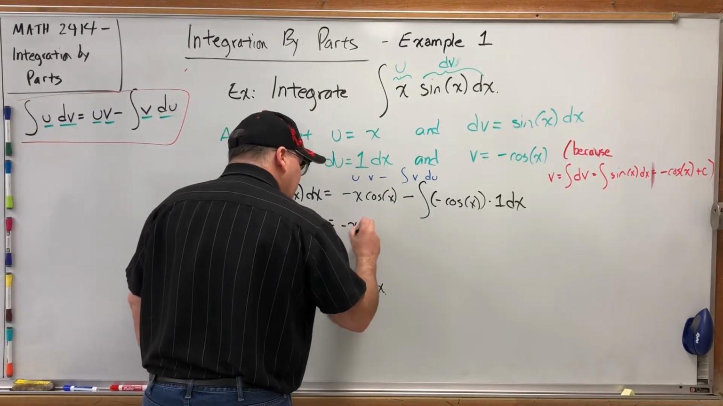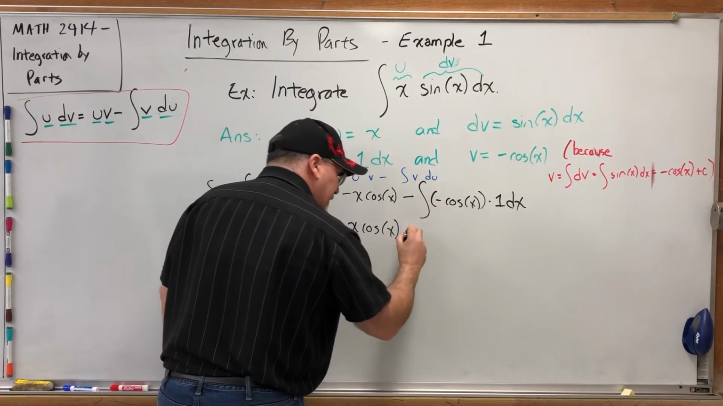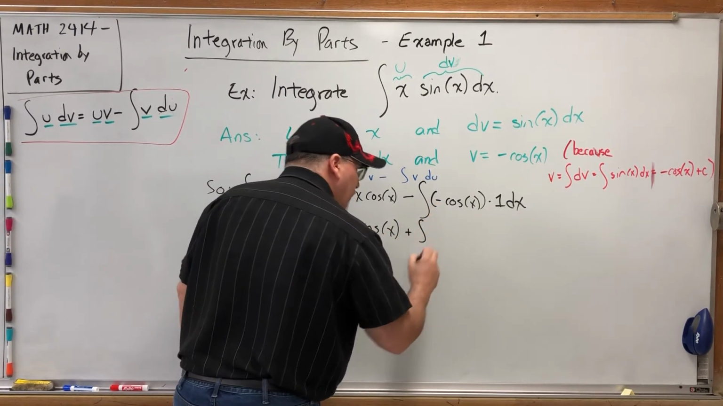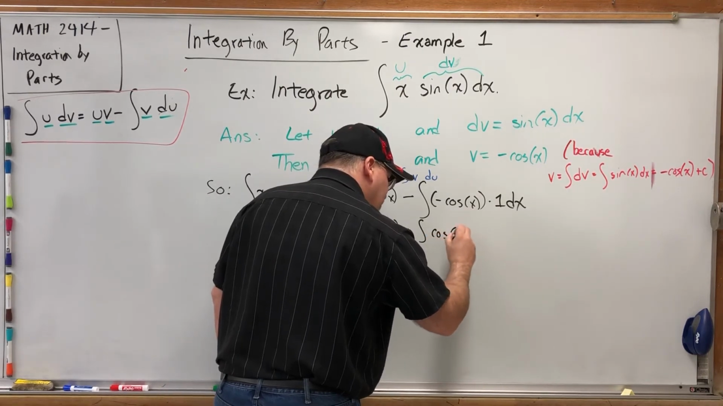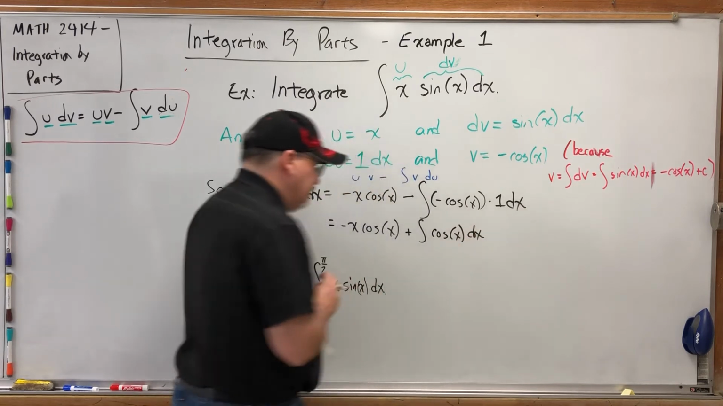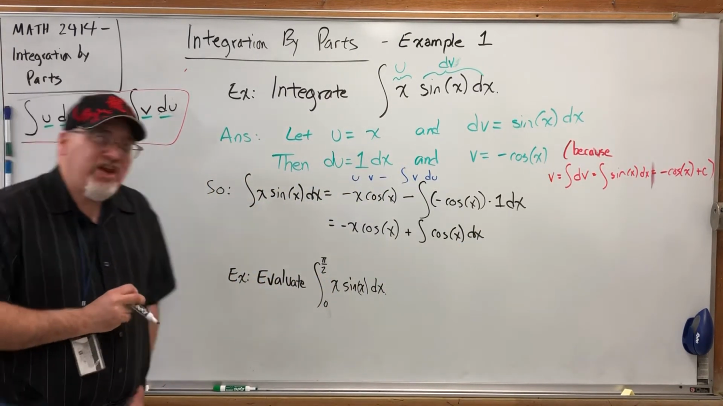We have negative x cosine of x. We have a minus and a negative, so we can make that a plus. The integral of 1 times cosine of x, which is just cosine of x, dx. And again, we haven't finished the problem, we've changed the problem.